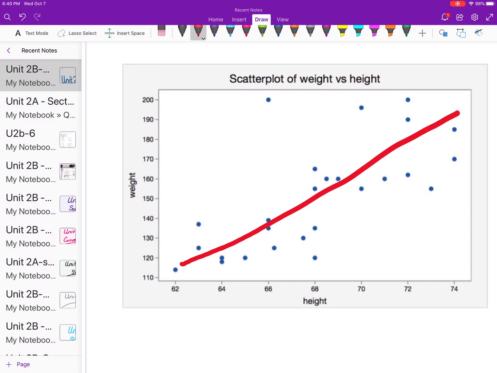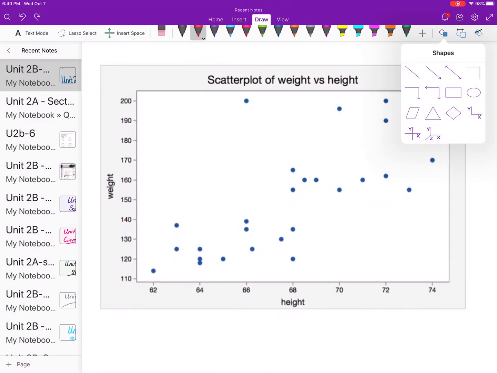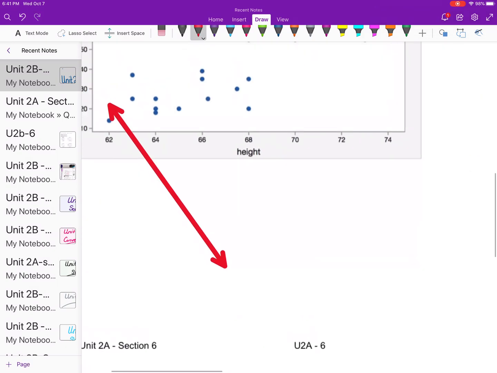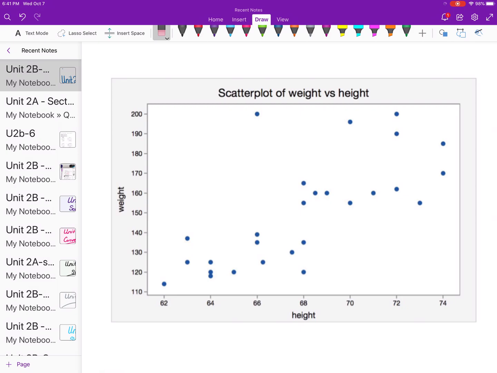Oh, it's still not working. Let me try one more time. Ready? One more time, and then I'm just going to stick with my line that's not perfect. Okay, I think I have it now. No! Yeah, see, it doesn't want to go on here. All right, so let's take this off. And let me just do the best line I can through the middle.